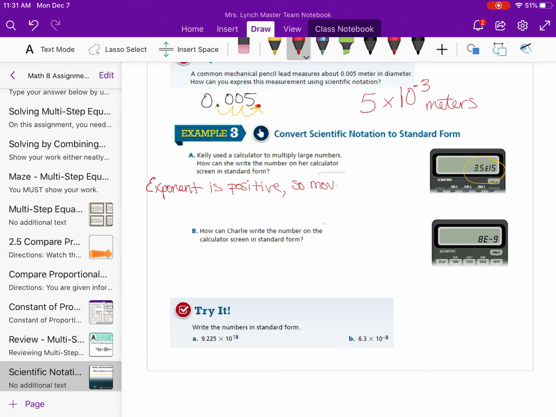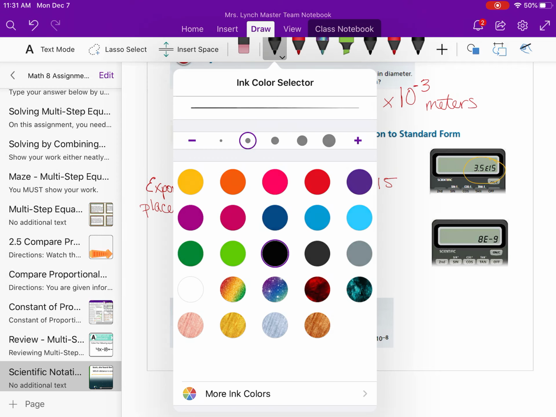So you're going to move it 15 places to the right. Again, because moving it to the right will bring in more zeros and make our number very large. So here's where I find this to be the easiest way to do it.